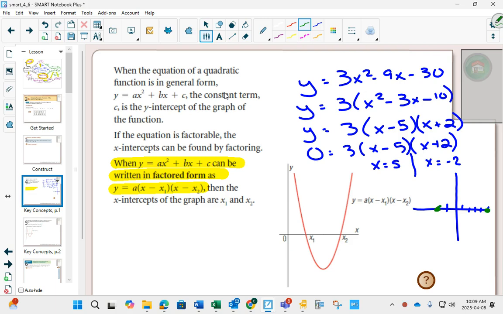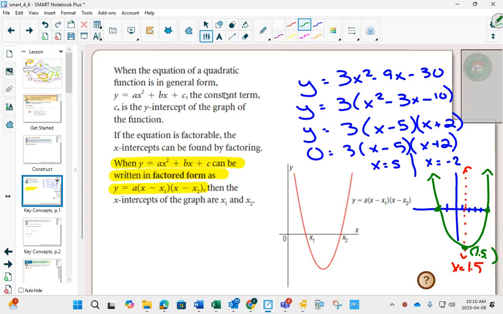So if you were asked to graph 3x squared minus 9x minus 30, you would have the x-intercepts. You would also know that it opens up. So it has to look like this. If it looks like that, halfway between 5 and negative 2, which is 1.5, that would be your axis of symmetry. And then you would know on your green graph that your vertex is at 1.5 comma something.